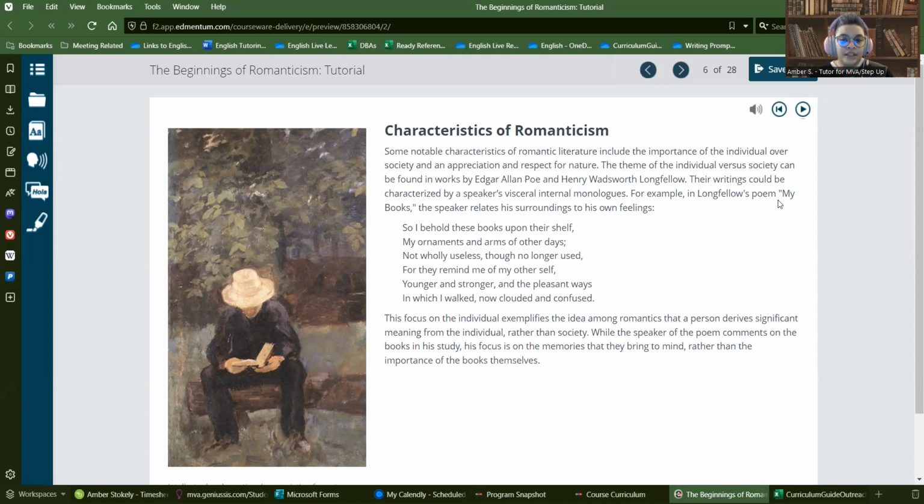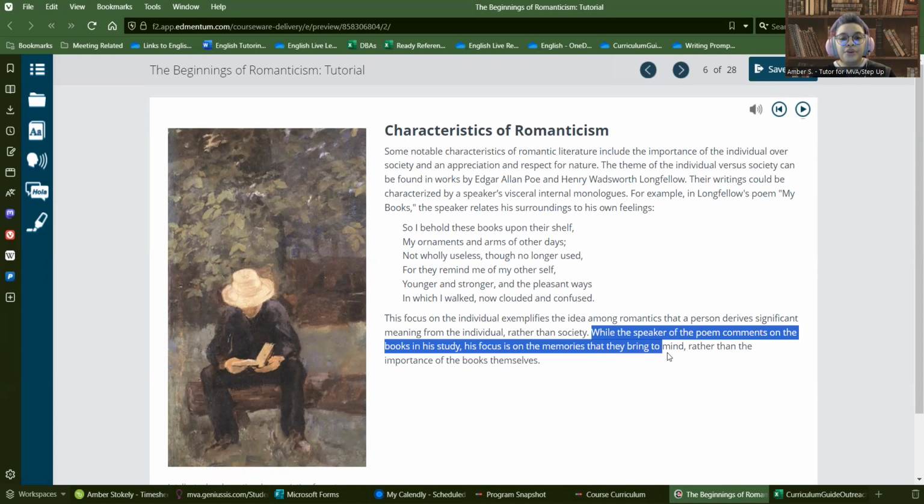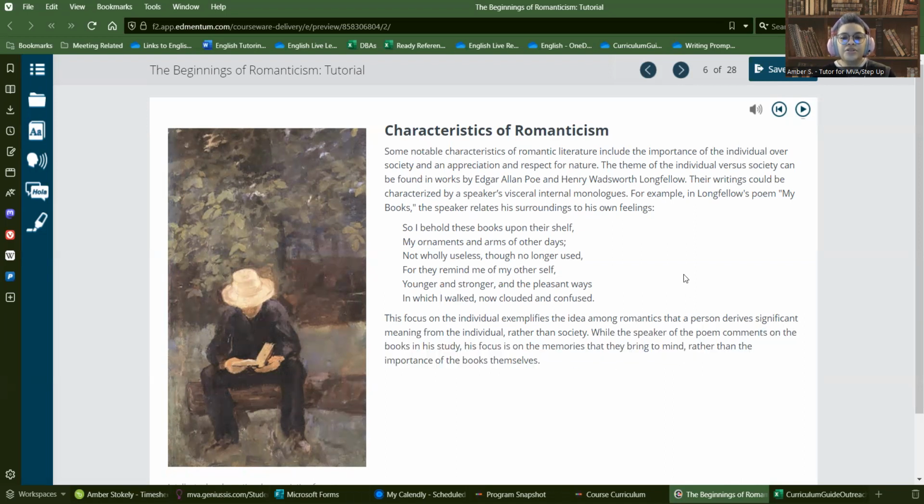And it's trying to drive home that it's important to be in tune with yourself and how you feel about things, not only consider what's good for everyone. And they give you a little more information too. The speaker of the poem, so that's the voice of the person in the poem, they comment on the books in their study, right? But the focus is on the memories that those books bring to mind instead of the importance of the books themselves. So his thoughts and feelings are about the memories he has with the books.